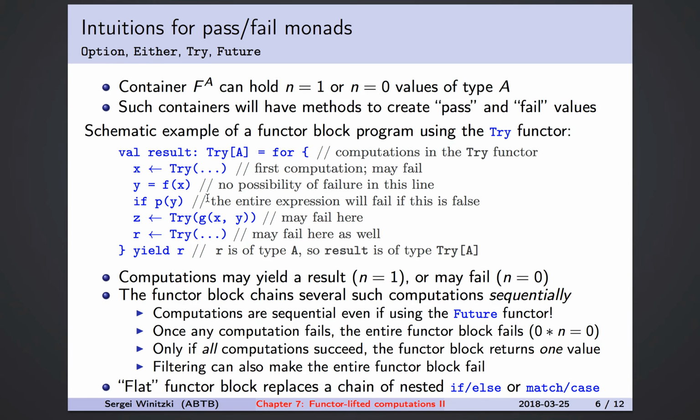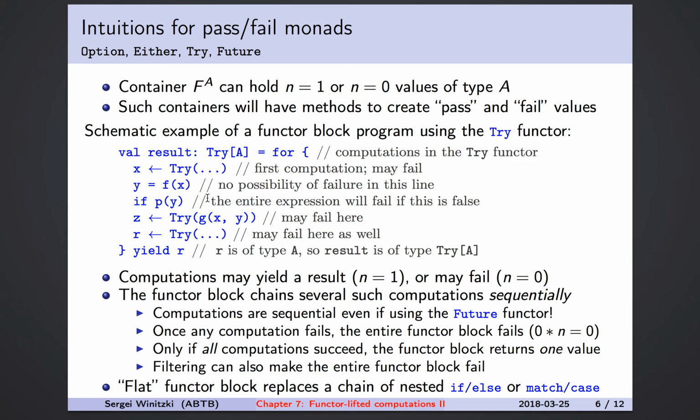The next type of monads we are going to consider is the pass-fail monads. The examples are option, either, try, and future. So as I already mentioned before, pass-fail monads are containers that can hold 1 or 0 values of some type. Usually that is interpreted as success or failure. So if you do hold a value of type A, then you have success. You have successfully computed it. And if you don't, then you have failed to compute it. That's how it's usually interpreted.